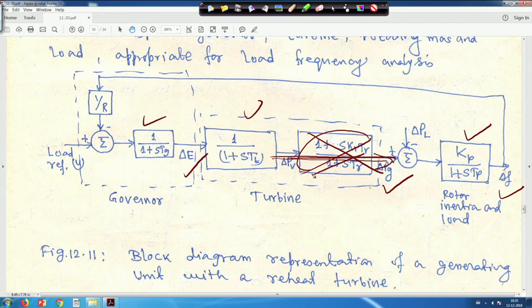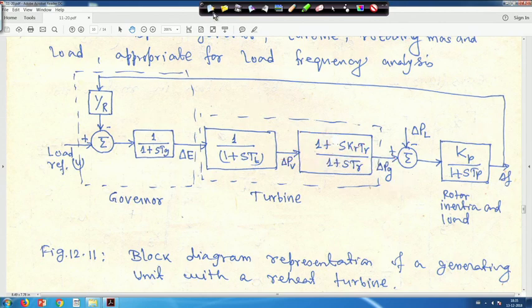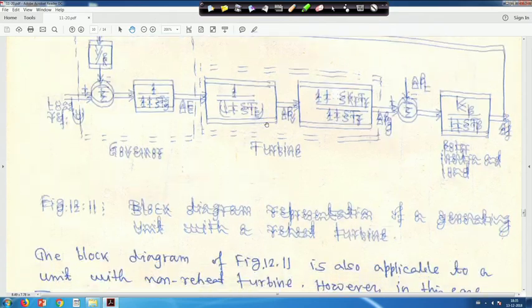This should not be there, right. This block should not be there. So, now state variable analysis, we have to go further, right.